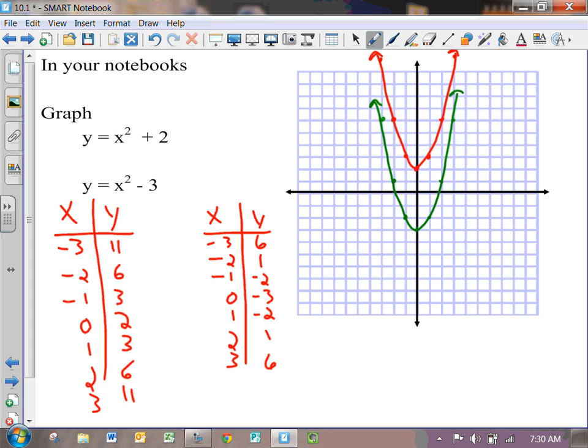All right, so what these have done, by adding 2 at the end here, it moves up 2 spots. It shifts up. So the vertex right here has shifted up 2 spots. By subtracting 3, it's shifted down 3 spots. That's gone down 3 from the origin. So you can say plus 2 goes up 2, but minus 3 goes down 3. If you add 6, it'll go up 6. If you subtract 27, it'll go down 27. All right, so that's kind of the basics of graphing parabolas.